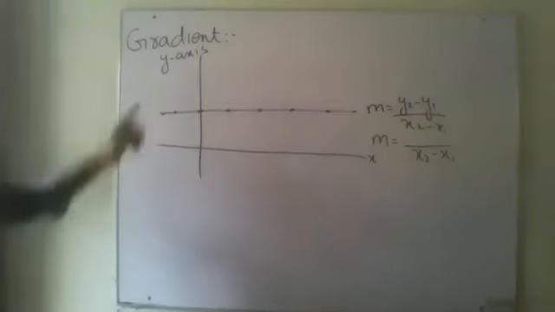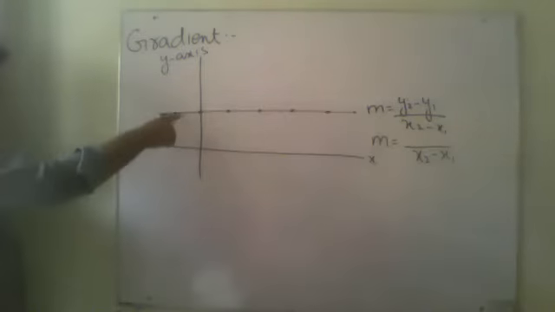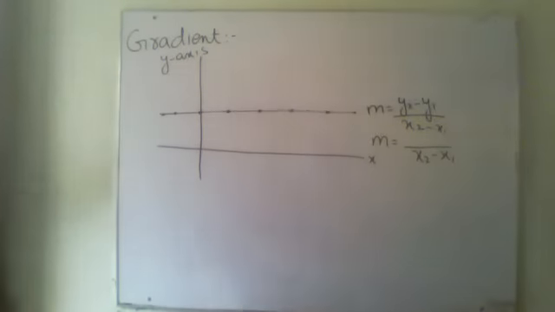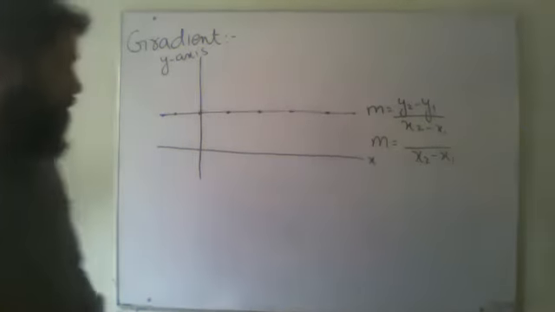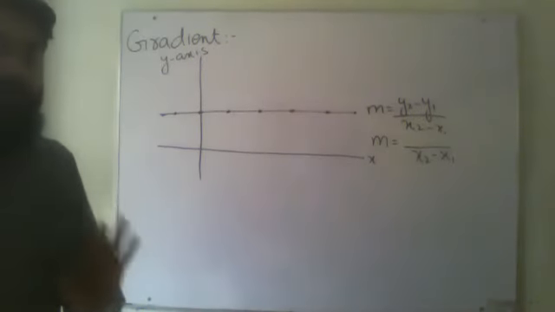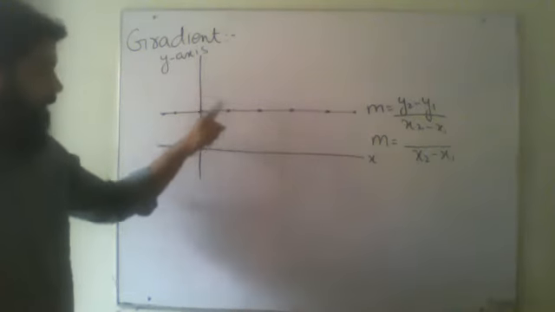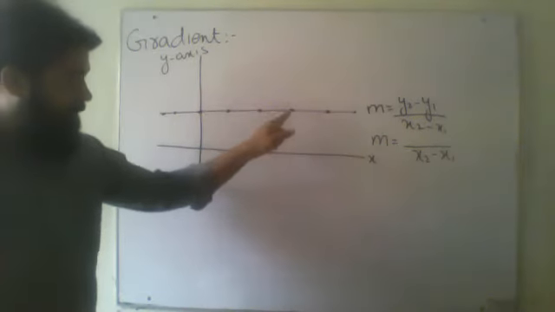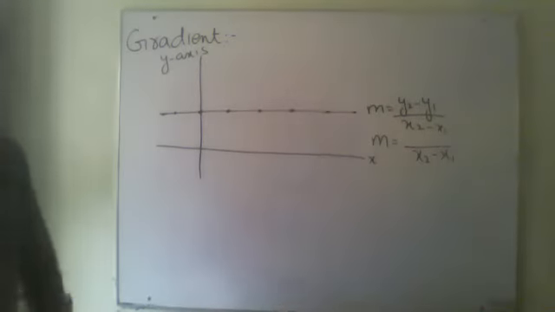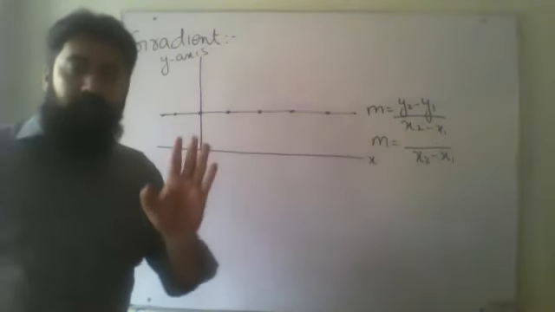Now, important part: y2 minus y1. At each point, the value of y will remain same because it's a horizontal line. So the value of y will not be changed. Whatever y is over here, that y will be over here, or any place on this line, y will remain same. It means there will be no y1, there will be no y2, there is only y.